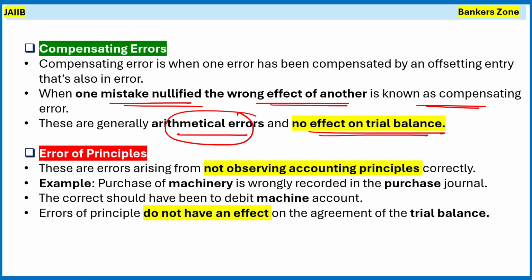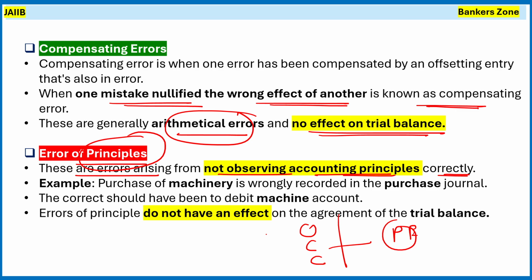Now see, what is the error of principle? These errors arise from not observing the accounting principles correctly. See, the name is indicating it. So we learned three errors, right? The omission, commission and compensating. Another type is the principal error, right? These are the types of clerical errors. Okay, what is the principal error?